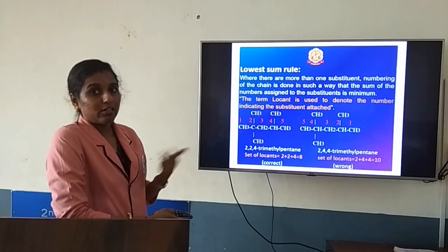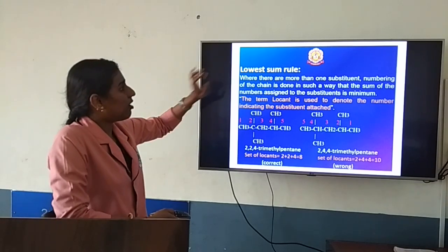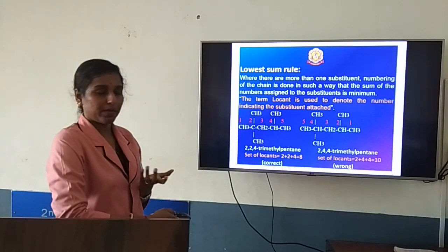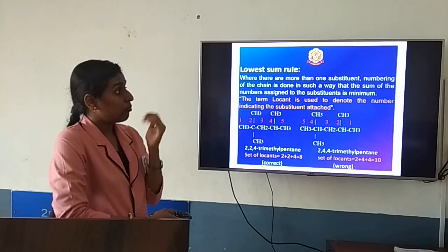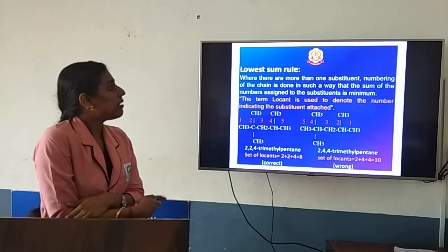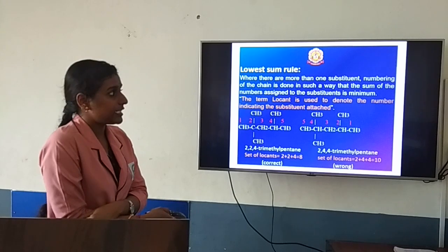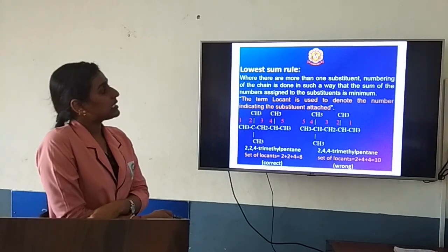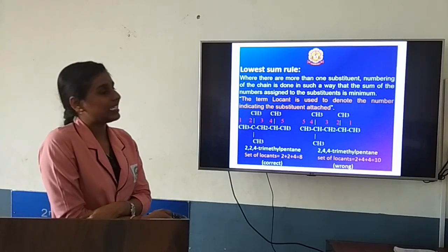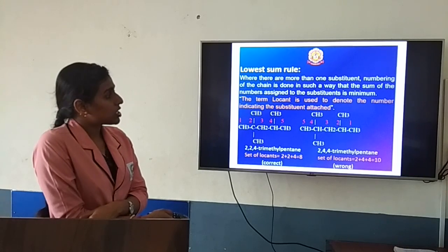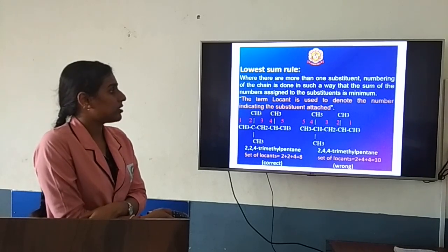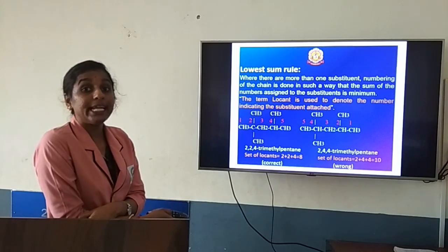See, these are all the namings that you have to try later. Now, the lowest sum rule. What is meant by lowest sum? Where there is more than one substituent group, numbering of the chain is done in such a way that the sum of the numbers assigned to the substituents is minimum. The term locant is used for the number indicating the substituent attached.